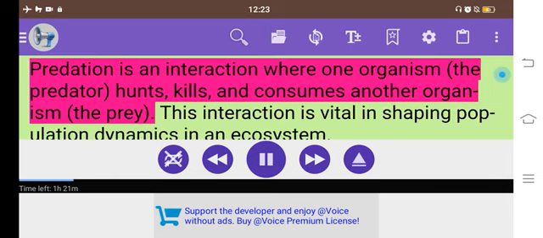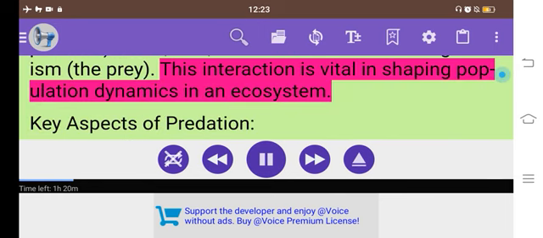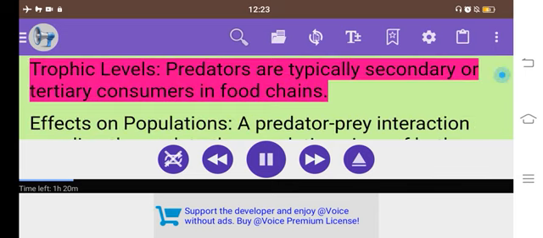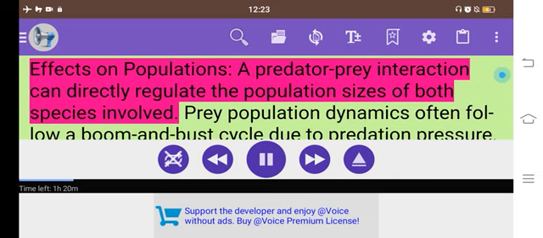1. Predation. Predation is an interaction where one organism, the predator, hunts, kills, and consumes another organism, the prey. This interaction is vital in shaping population dynamics in an ecosystem. Key aspects of predation. Trophic levels. Predators are typically secondary or tertiary consumers in food chains.